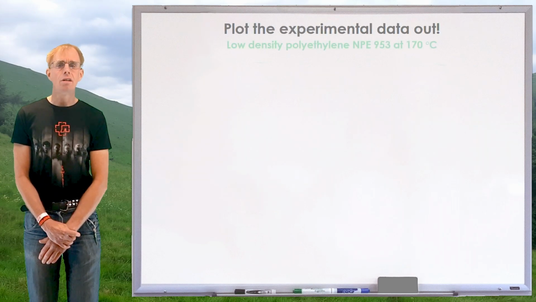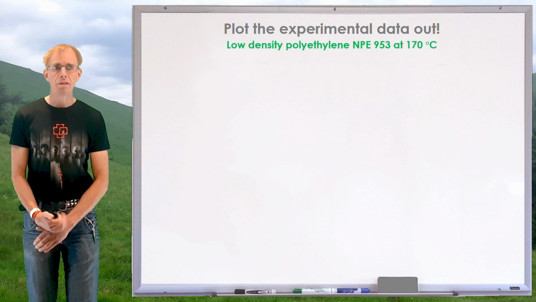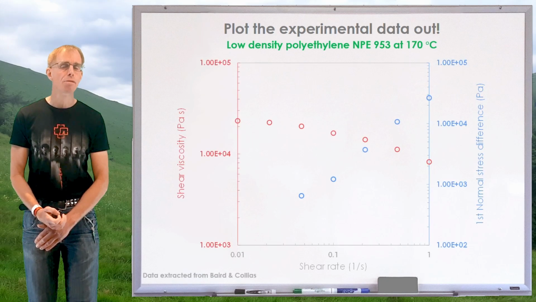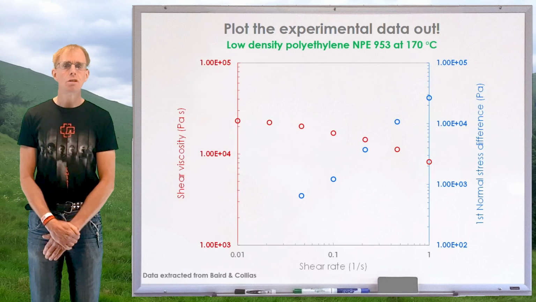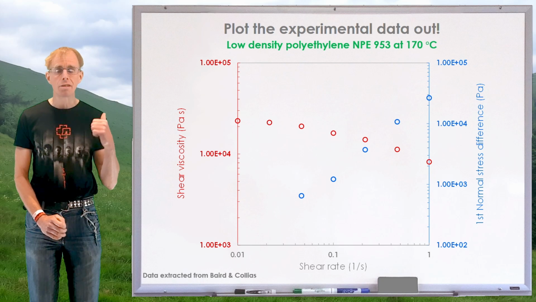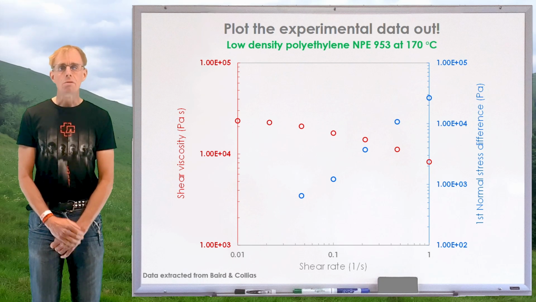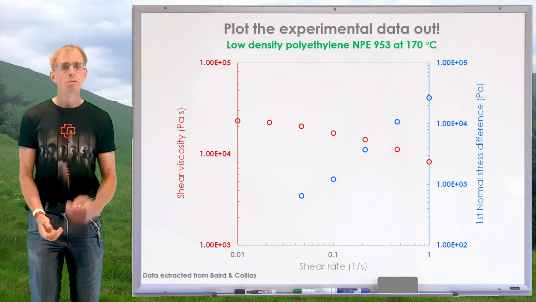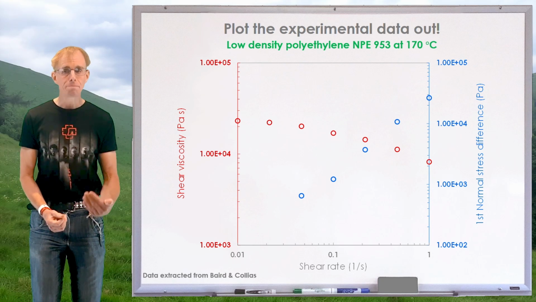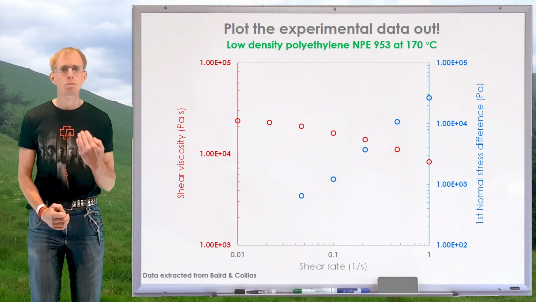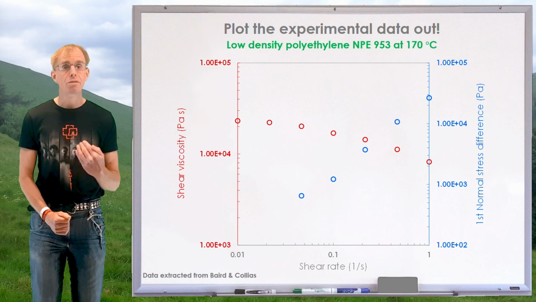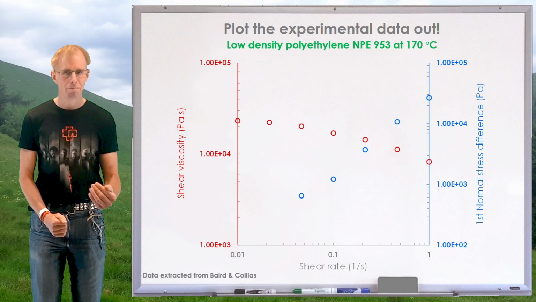These data are for a low density polyethylene, it's NP-N53, at a moderate temperature of 170 degrees C, and I've extracted these data from Baird and Collias's book. So shear viscosity is in red, first normal stress difference is in blue, and remember this is the first normal stress difference, not the first normal stress coefficient.